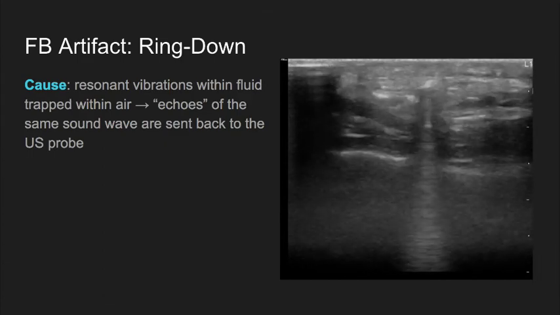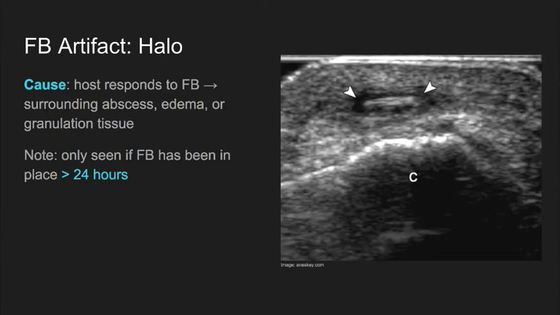This is caused by a resonant vibration within fluid trapped within air. This ends up looking like a shadow, but instead has a series of repeating rings underneath the object. The last type of artifact we'll talk about is the halo artifact. This is created when there's surrounding edema or granulation tissue around the foreign body. This is usually seen when a foreign body has been in place for longer than 24 hours.